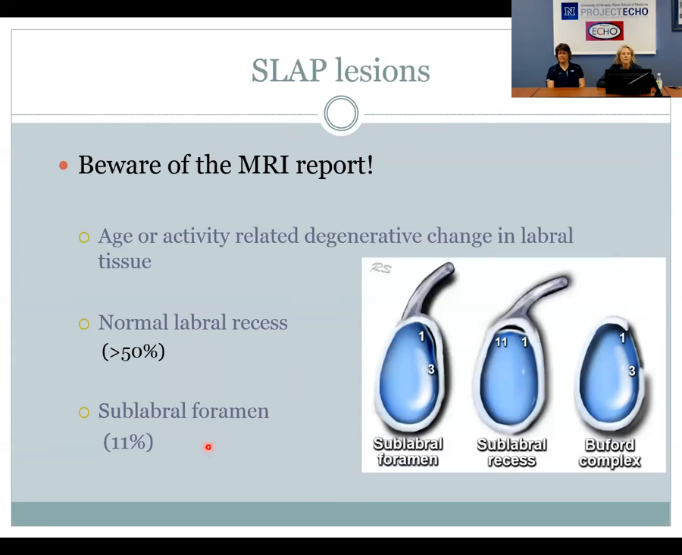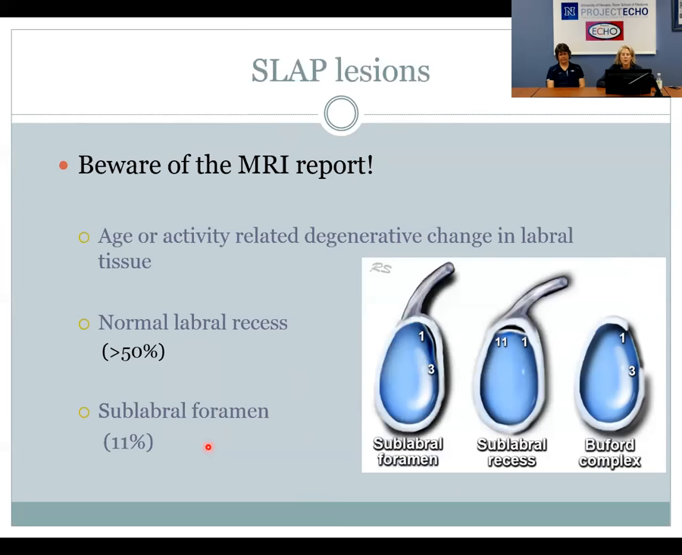So realize that the superior labrum, even if you're not an overhead athlete, usually demonstrates some age or activity-related degenerative change. The vast majority of patients, especially those who start to develop osteoarthritis, their MRI is going to read a SLAP lesion or a degenerative superior labral tear. Certainly that SLAP lesion should be treated much differently than your 22-year-old baseball player.